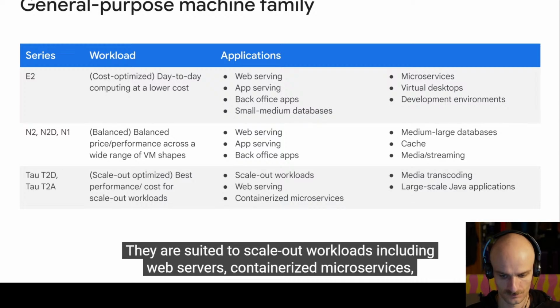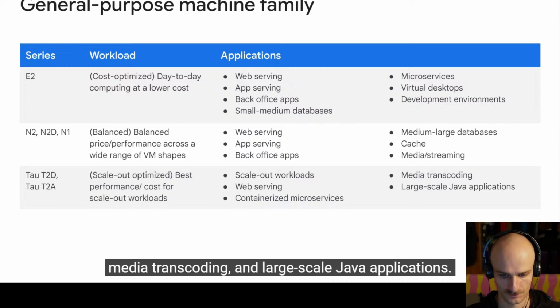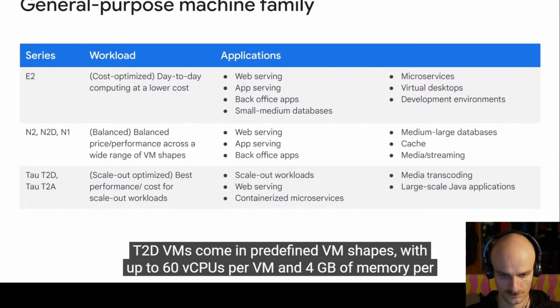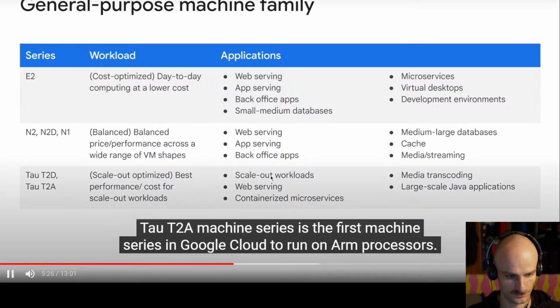They are suited to scale-out workloads including web servers, containerized microservices, media transcoding, and large-scale Java applications. T2D VMs come in predefined VM shapes, with up to 60 vCPUs per VM and 4 GB of memory per vCPU. Tau T2A machine series is the first machine series in Google Cloud to run on ARM processors.